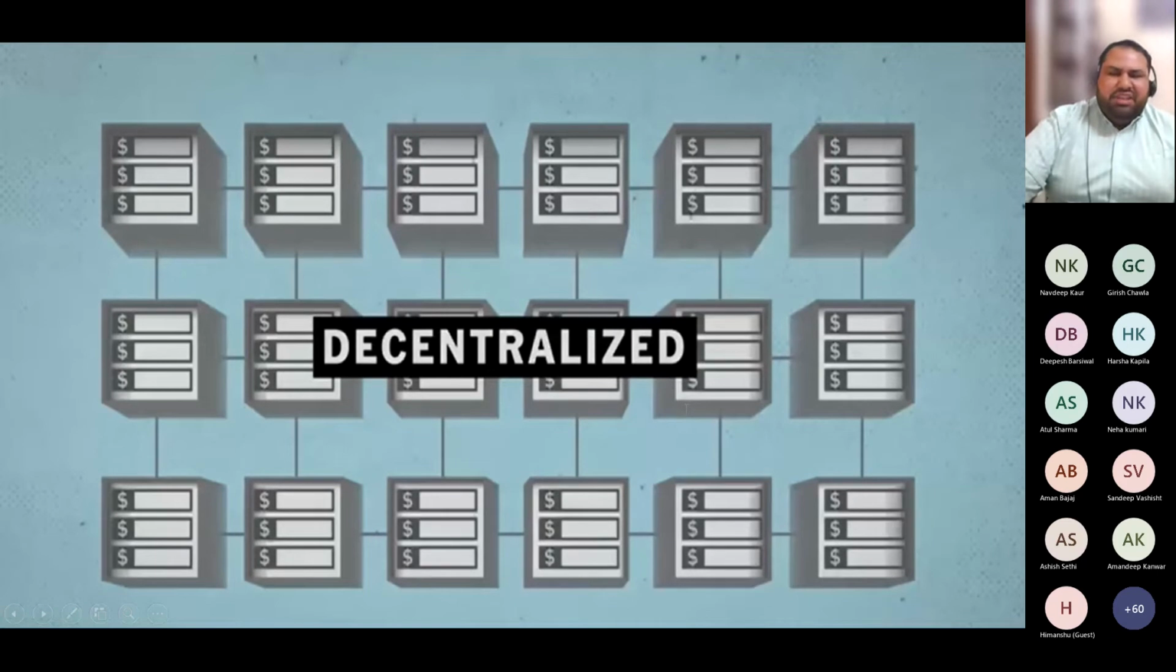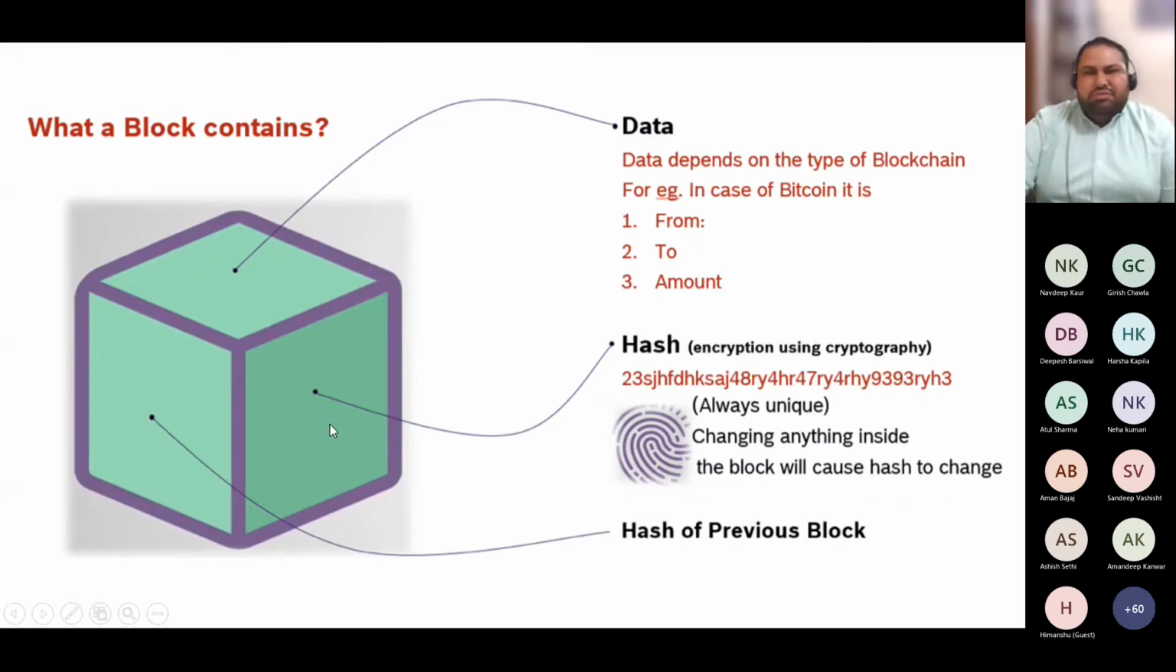So Bitcoin is based on blockchain and it is a decentralized way. Now let's see what a block contains. Each block contains some data.